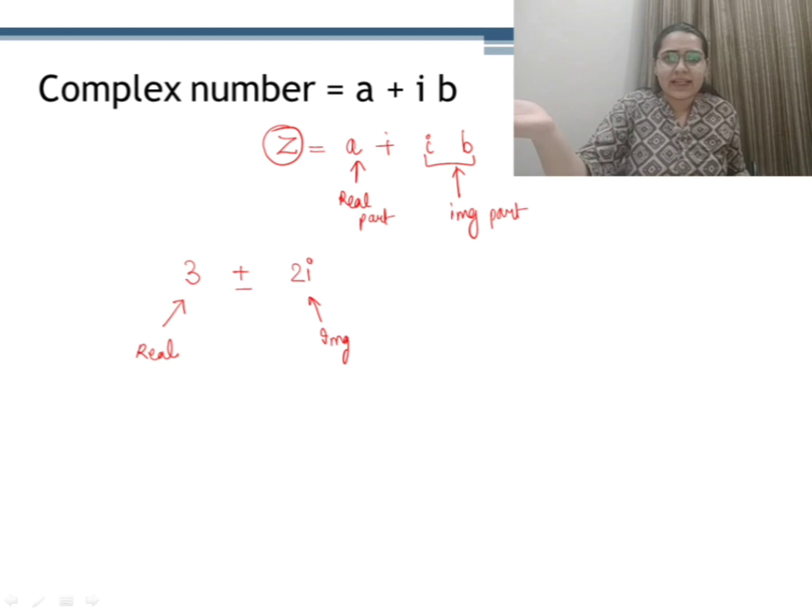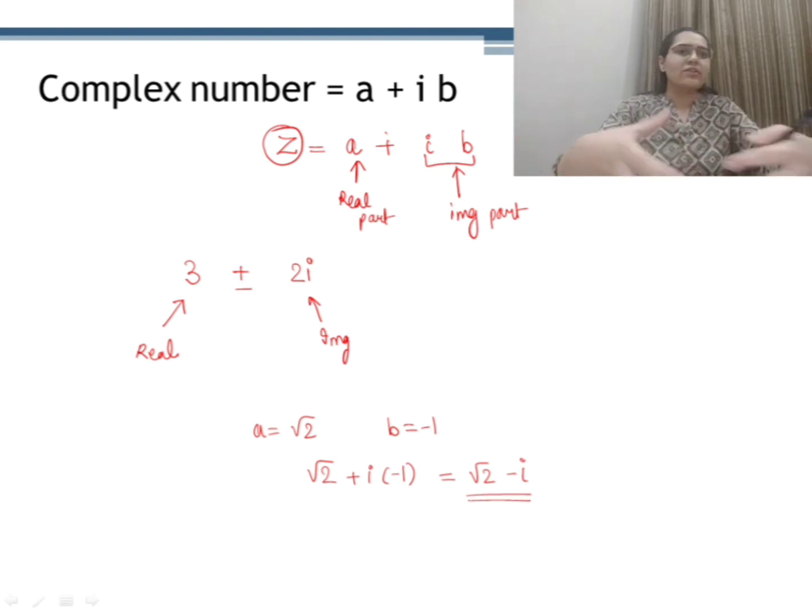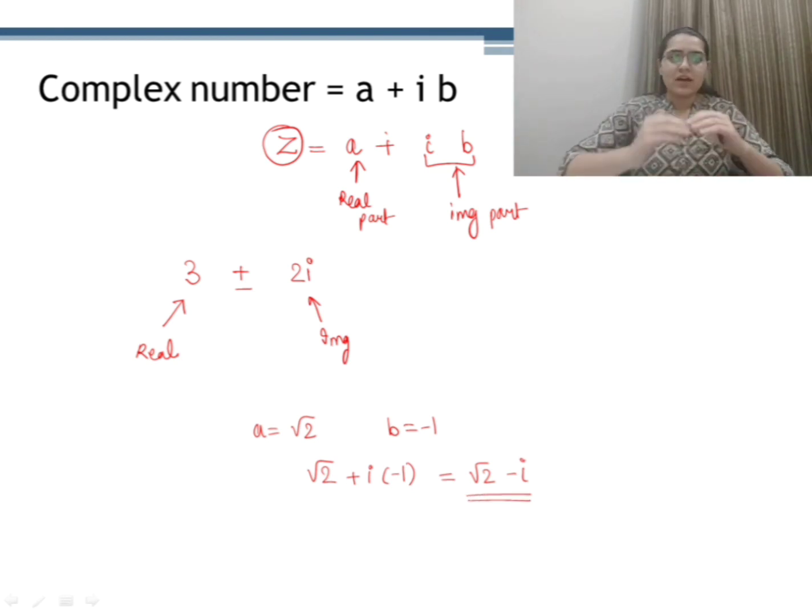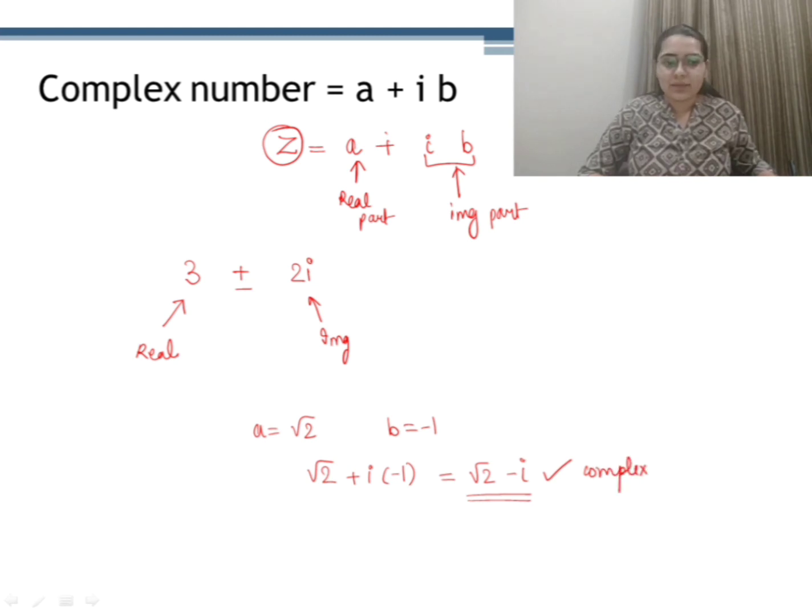You can take many examples. Take value of a as √2. Yes, you can take irrational number. Take b equal to -1. What do you get? Square root of 2 plus iota times -1. Or you can simply write it as square root of 2 minus iota. Right? Now this is a complex number. You cannot solve it further. That's as far as we can go. But this is called our complex number. So you can easily spot out complex numbers.